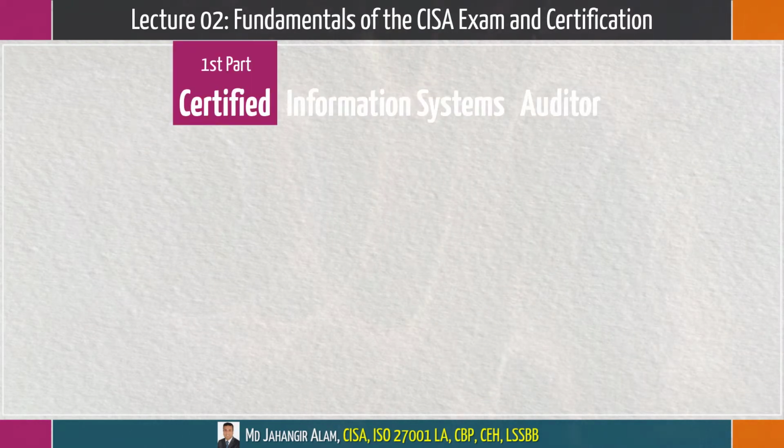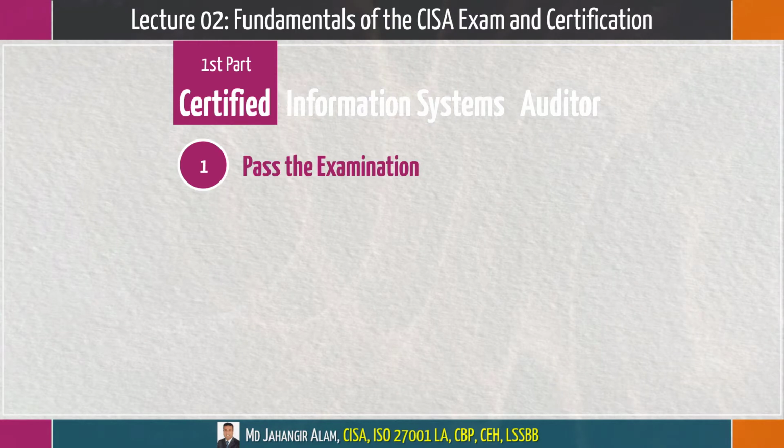The first part is Certified. A CISA professional degree is awarded by the Information Systems Audit and Control Association, or ISACA. The degree is awarded after meeting the following standards. Number 1. Pass the examination. It's a 4-hour-long exam, and you have to answer 150 multiple-choice questions. 450 is the pass mark. For your information, ISACA uses and reports scores on a standard scale from 200 to 800.